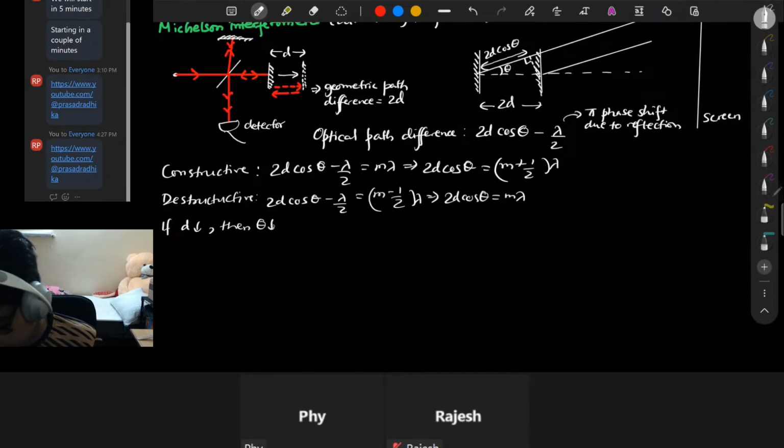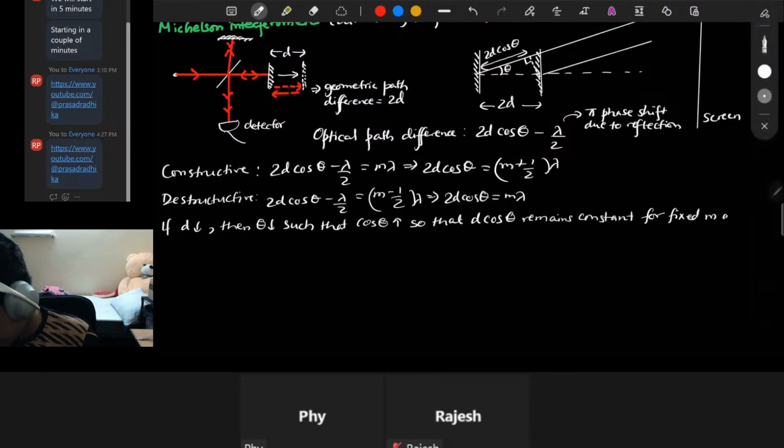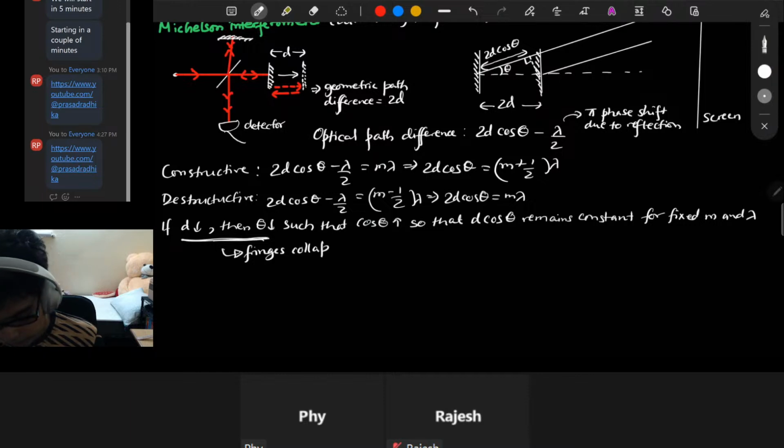Then theta also decreases such that cos theta increases, so that the d cos theta product remains constant. And it will remain constant for a fixed value of m and lambda. So this condition, if d decreases then theta decreases, would imply that your fringes collapse in the center.